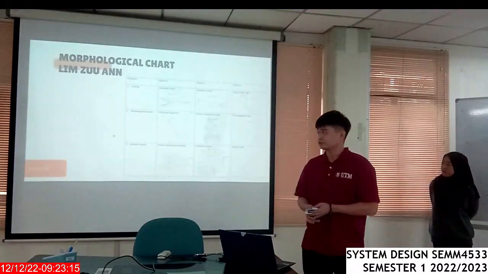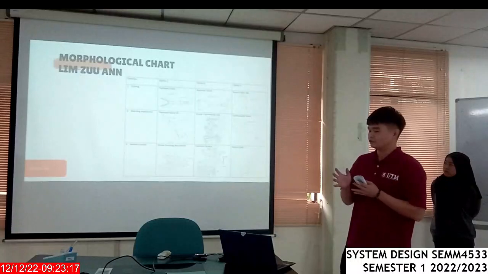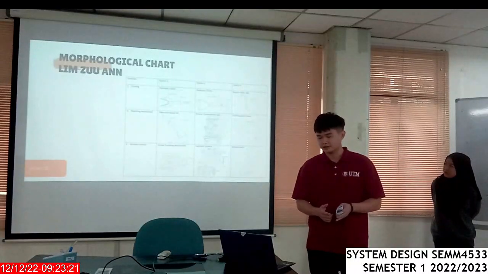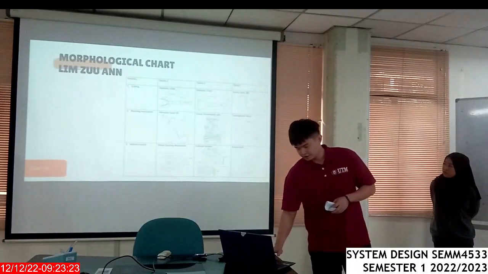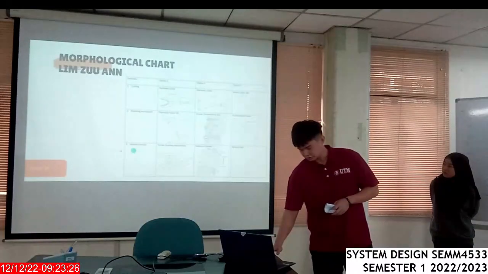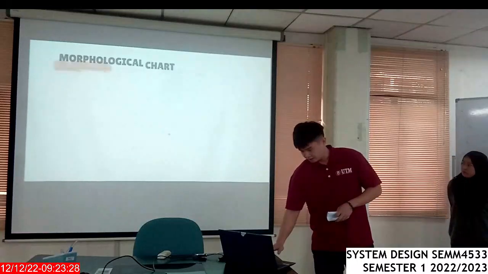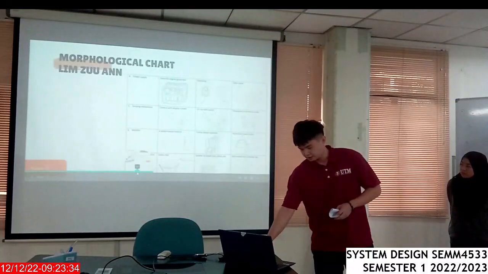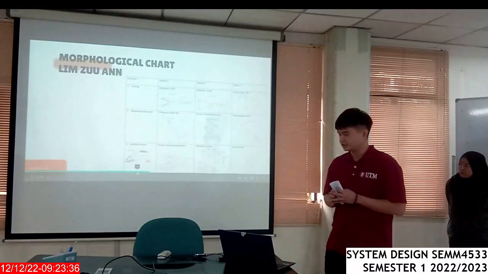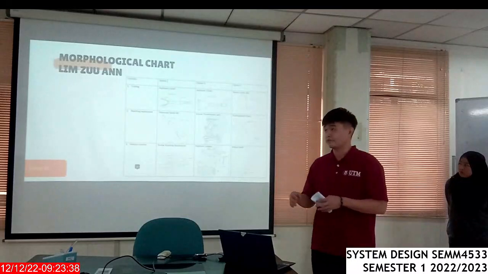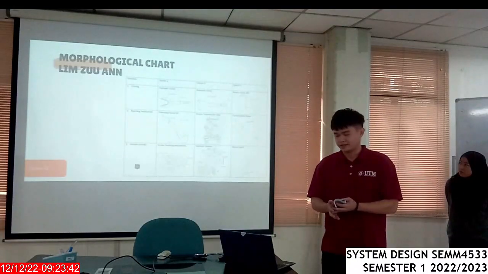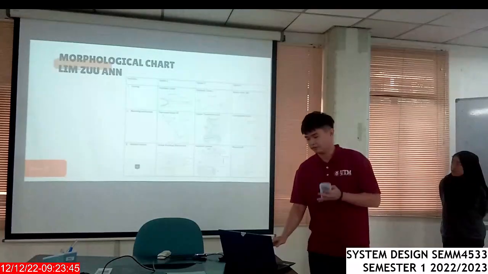So after function decomposition, we have the morphological chart. In the morphological chart, we have included 7 important criteria, which are cutting, reaching mechanism, motion transfer, power supply, scoping mechanism, mobility, and also impact absorption. So this is the morphological chart for me. Every one of us has come up with 3 ideas for each criteria.